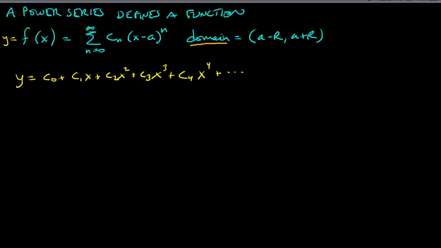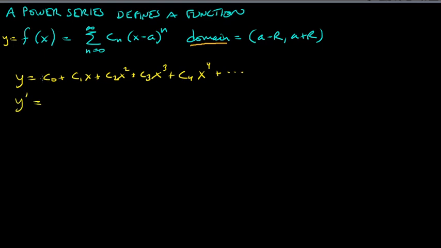And the nice thing when you do have a power series, and if it does converge, then this is going to be a continuous function, at least on its domain. And it's also going to be differentiable, right? So we can take the derivative. We can take y prime or f prime of x. And you can just do it term by term.